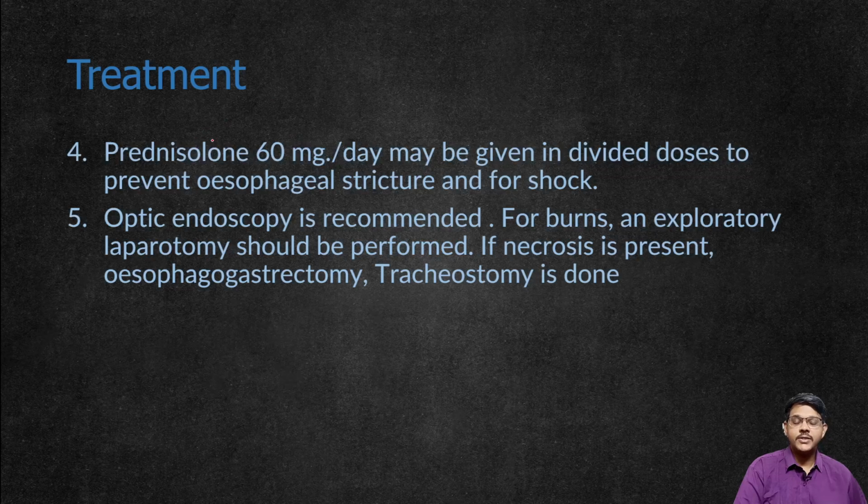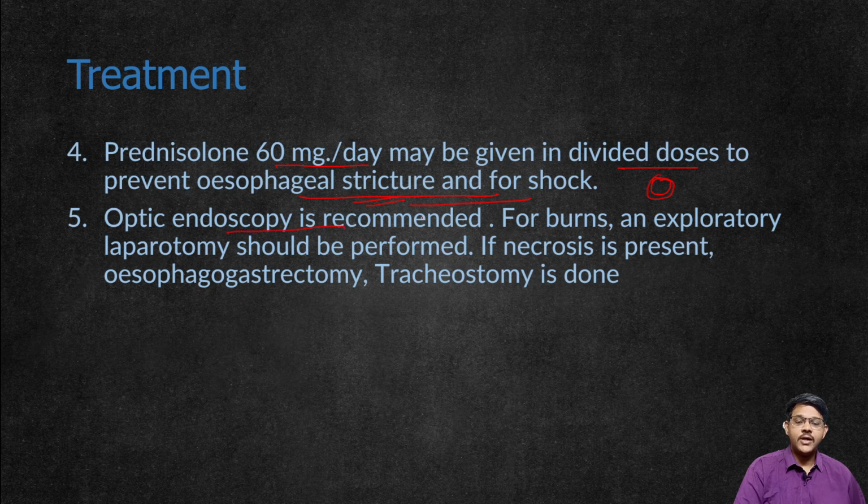The next line of management is giving prednisolone, 6 mg per day in divided doses, to prevent esophageal strictures or for shock. Prednisolone usually prevents stricture formation. If strictures are present, usually about 4 centimeters, the size of the stricture is gradually increased by using a rod which increases the diameter.